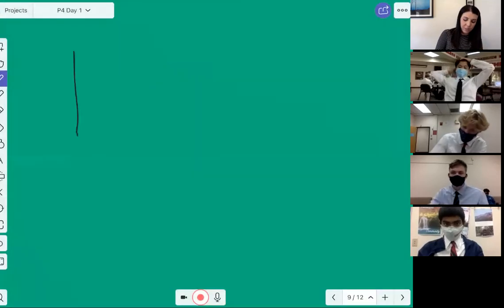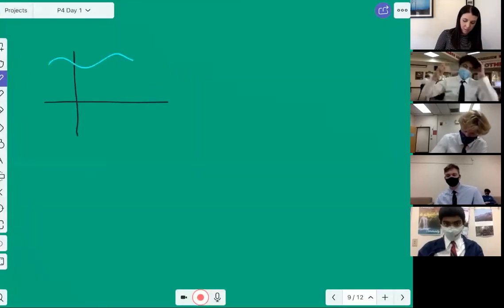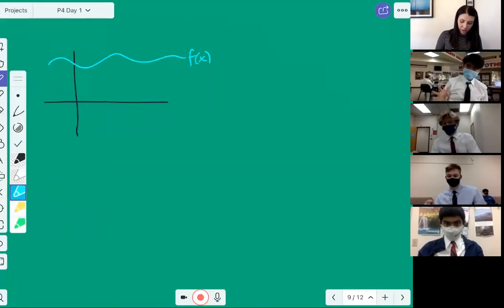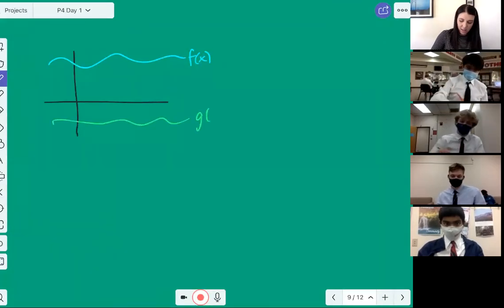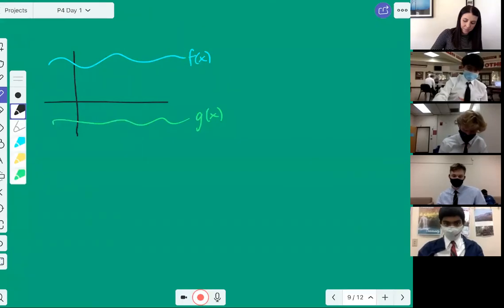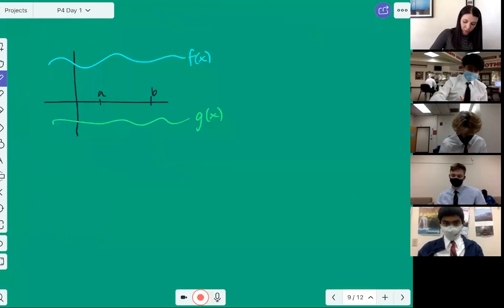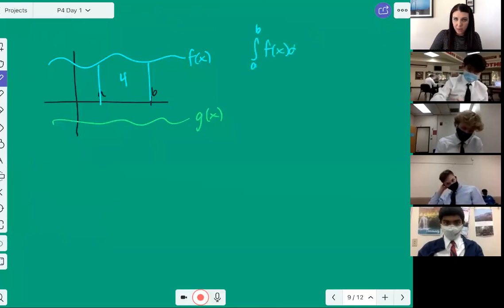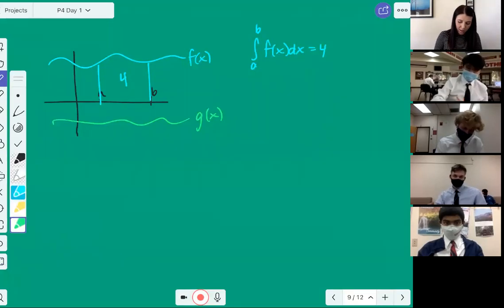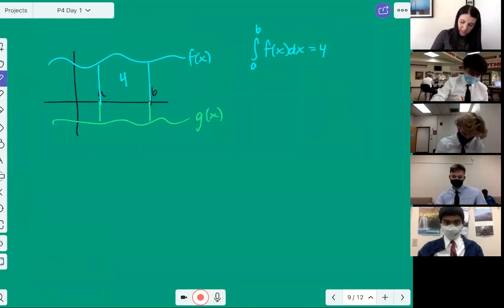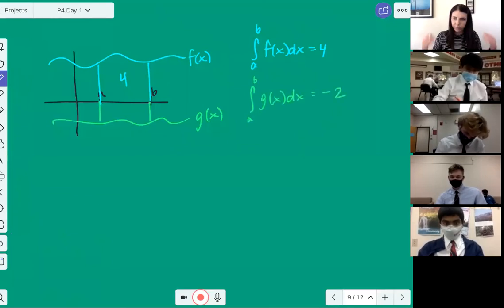Sometimes one curve is above the x-axis, like this. Sometimes the other curve is below the x-axis, like this. We'll still give ourselves an a and a b. And now our area above the axis, well, that's going to be a positive value. So let's say it's, I don't know, 4. That 4 is representing that area, so the integral from a to b of f of x dx is equal to 4. Let's say the integral from a to b of g of x is, I don't know, some negative number, -2, something.